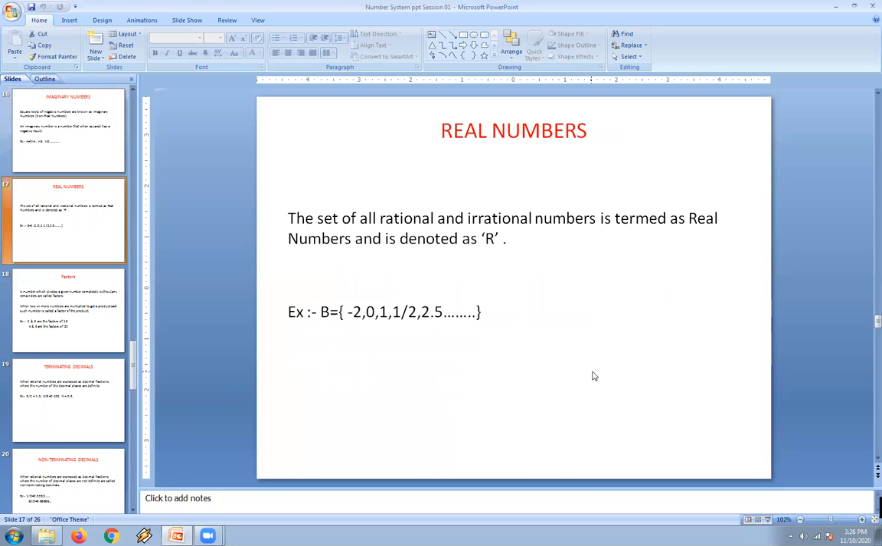And the next category is real numbers. The set of all rational and irrational numbers is termed real numbers, and it is denoted by the alphabet R.